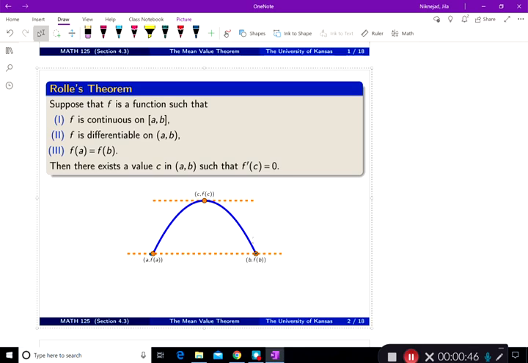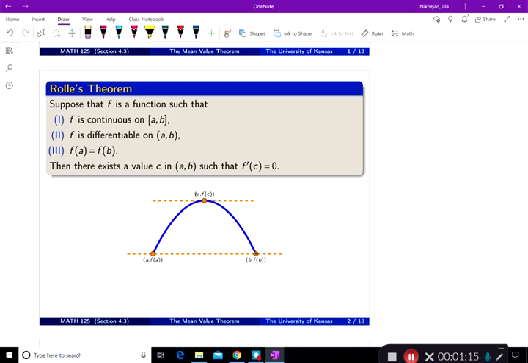So here we can see the picture. The picture shows that at a and at b, the y values are the same, and then you see that there's a c in between them, where you see a horizontal tangent line, which means that the derivative at that point is equal to 0.